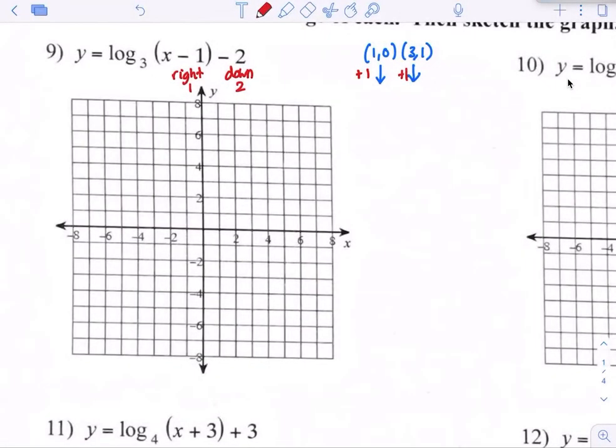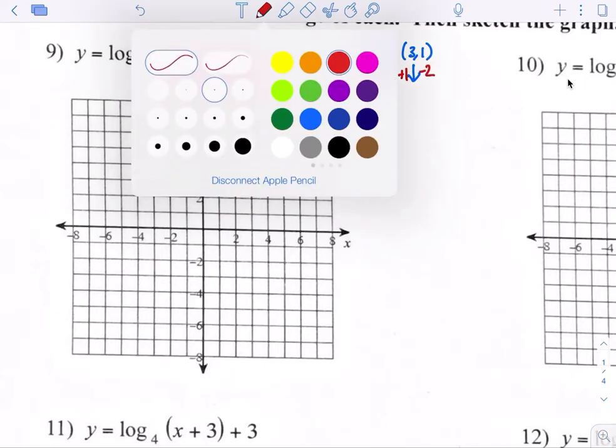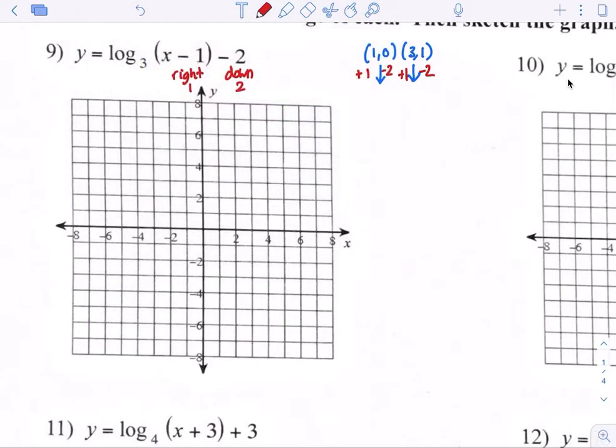Yes. Okay. So plus 1, sorry, plus 1 for the right. If it goes down 2, that's when you subtract 2 from the y coordinates. So in total, we're going to get 1 plus 1, which is 2. 0 minus 2 is negative 2. 3 plus 1 is 4. And 1 minus 2 is negative 1. Those are the critical values. Now let's find the asymptote by setting that equal to 0. x is equal to 1. That's the vertical asymptote. So x is equal to 1.